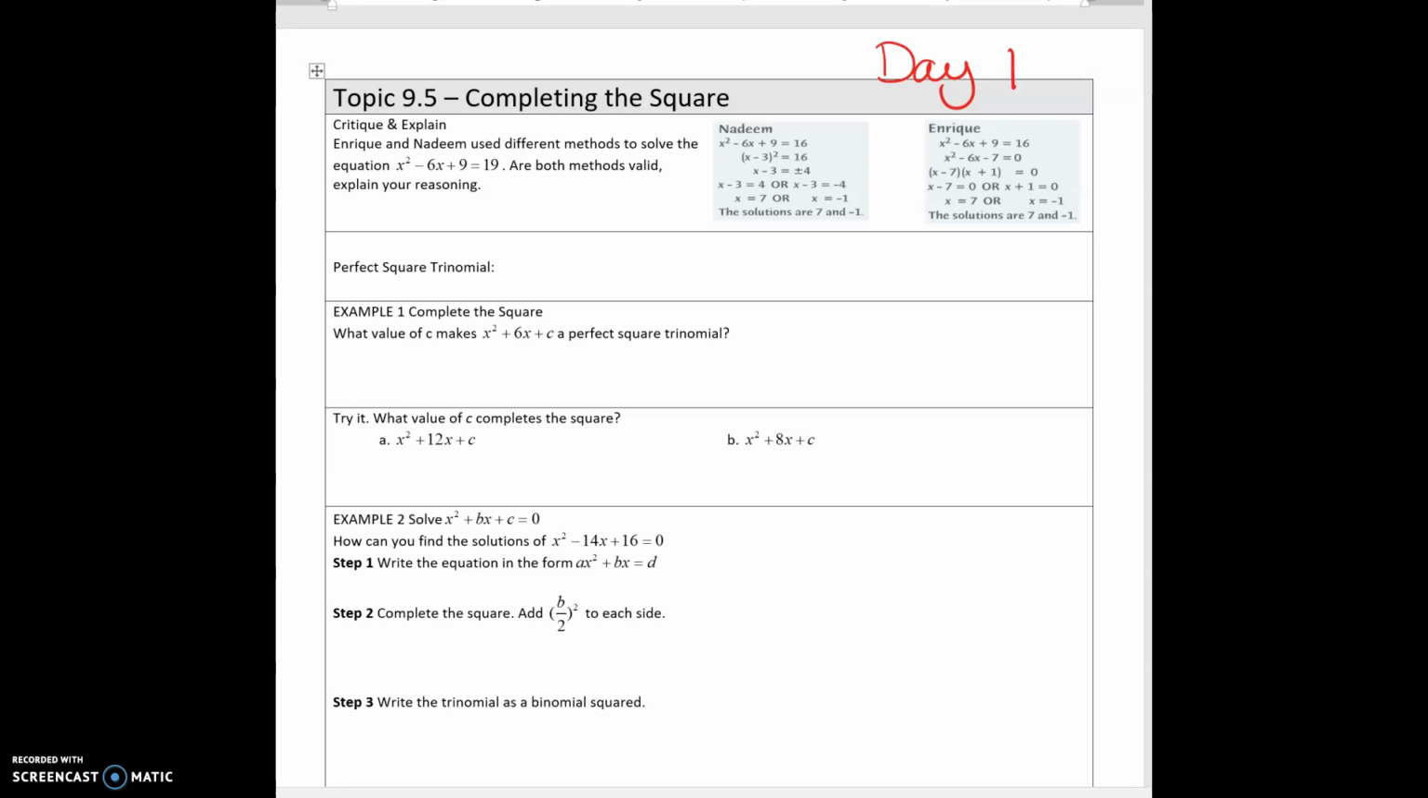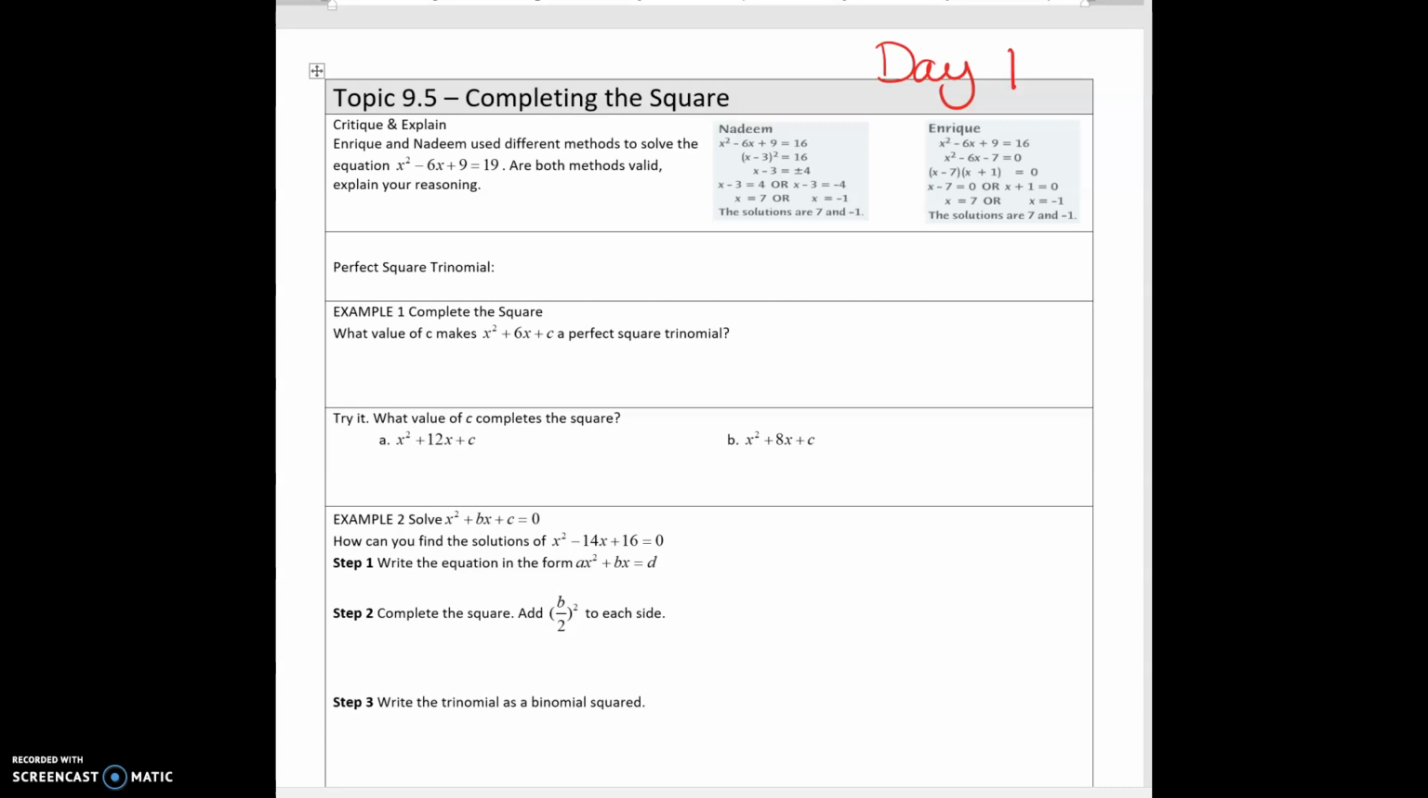So critique and explain. Look at these two methods here and see if they both are correct, if they both work, and explain your reasoning. So go ahead and pause it and take a look at that. Okay, so if you look at it, yes, there are 2 different ways. They come up with the same solutions. They are both mathematically correct. Whatever you wrote there is perfectly fine.